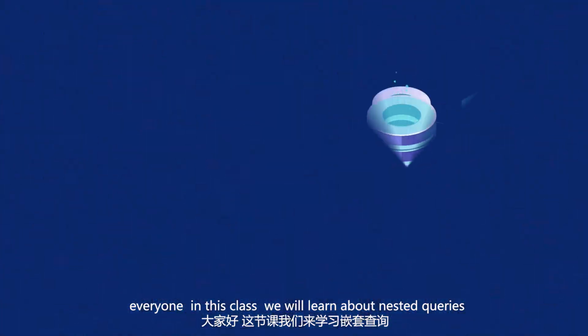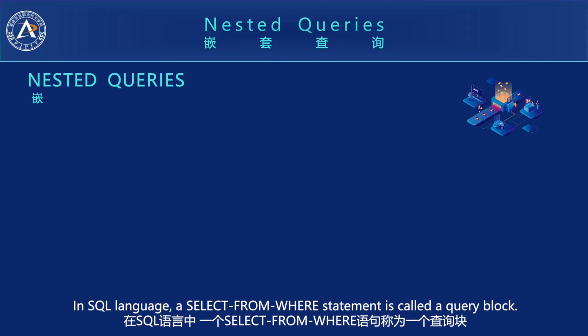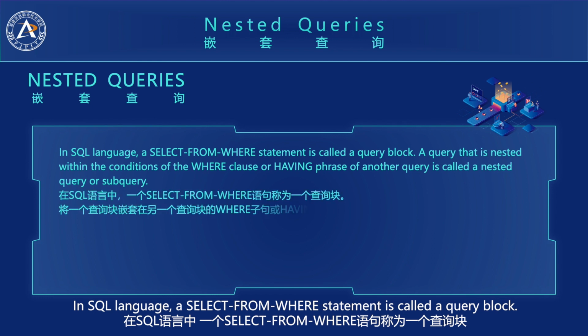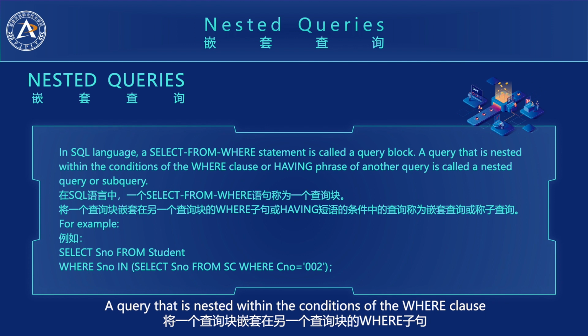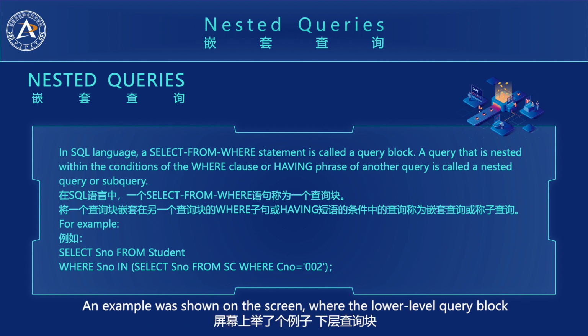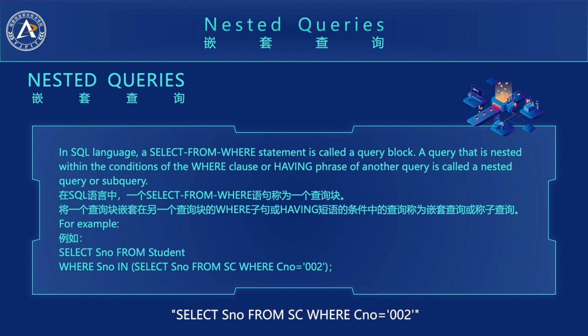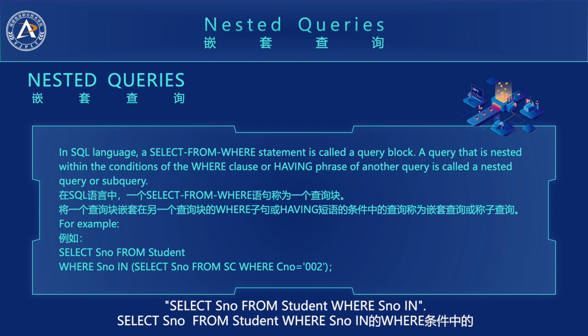Hello everyone. In this class, we will learn about nested queries. In SQL language, a select from where statement is called a query block. A query that is nested within the conditions of the where clause or having phrase of another query is called a nested query or subquery. An example was shown on the screen, where the lower level query block select Sno from SC where Cno equals 2 is nested within the where condition of the upper level query block select Sno from student where Sno in.